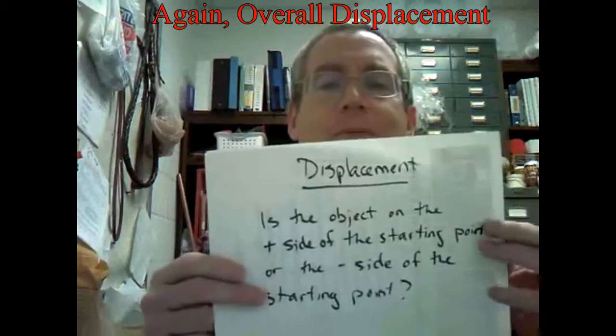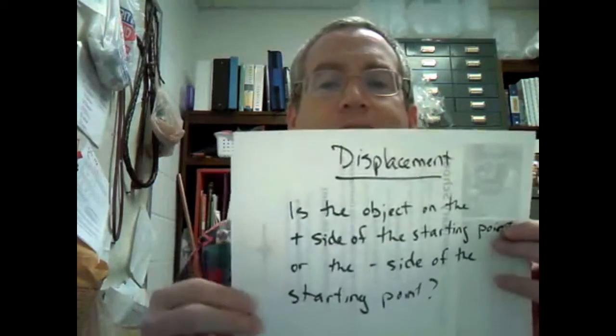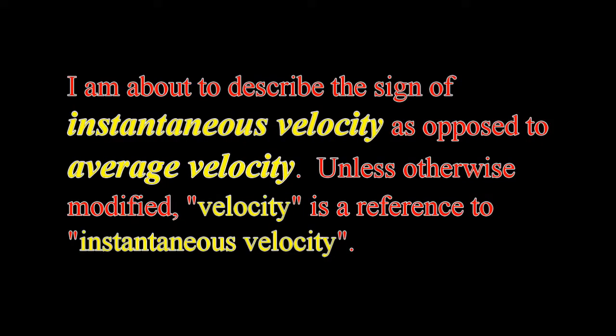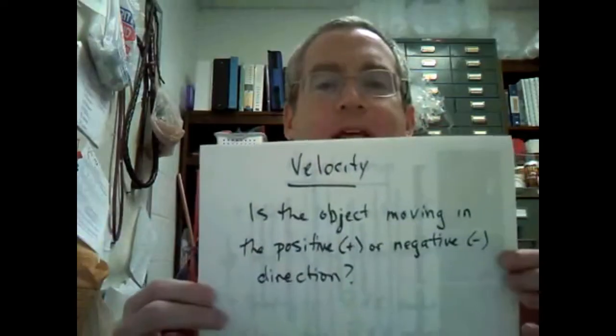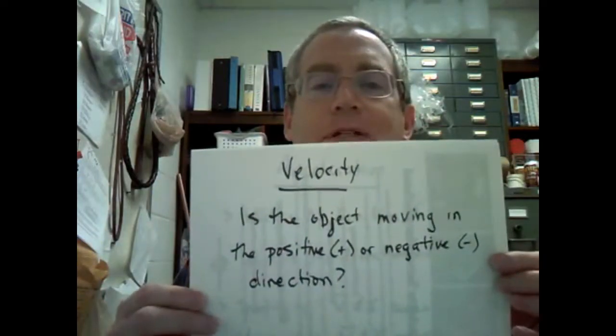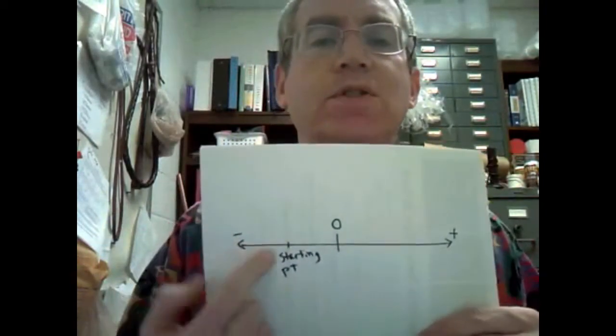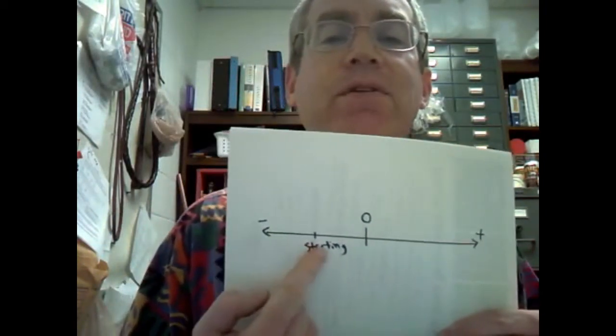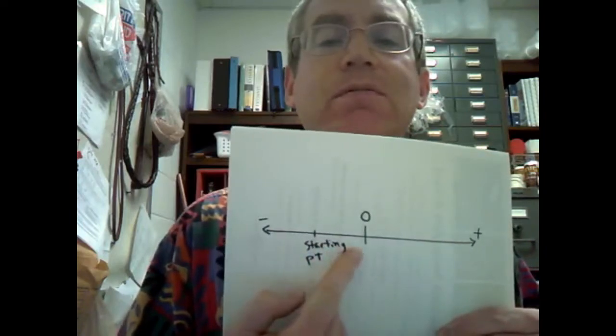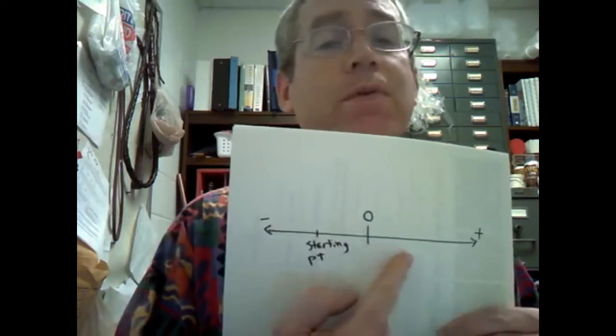So displacement: is the object on the positive side of the starting point or the negative side of the starting point? Next, velocity. Is the object moving in the positive or negative direction? Let's go back to the great, incredible graphics that I have here. So, starting point is 0, positive velocity, positive displacement, negative position. Positive, all three are positive at this point.